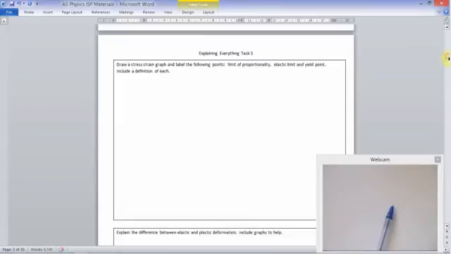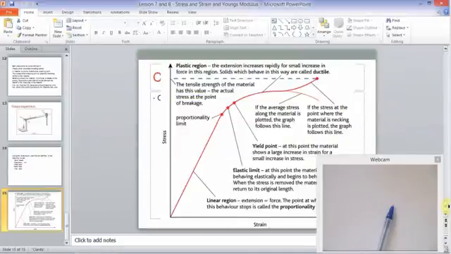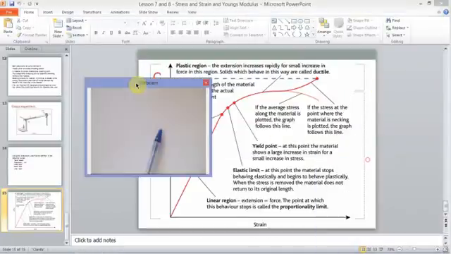So we've got the idea of drawing a stress strain graph, labelling the following points: limit of proportionality, elastic limit and the yield point. And we need to include a definition of each of these. Okay, so let's have a look at this graph over here. I'll just move the webcam out of the way.